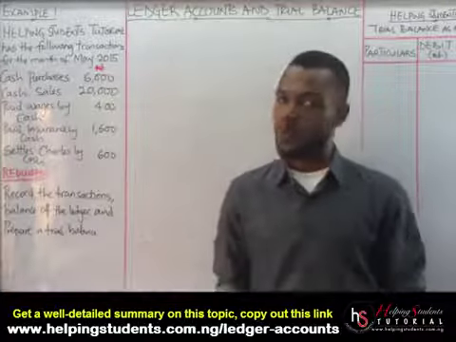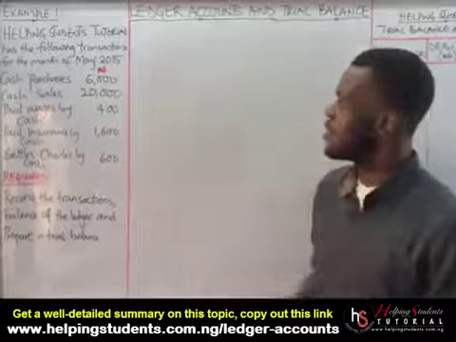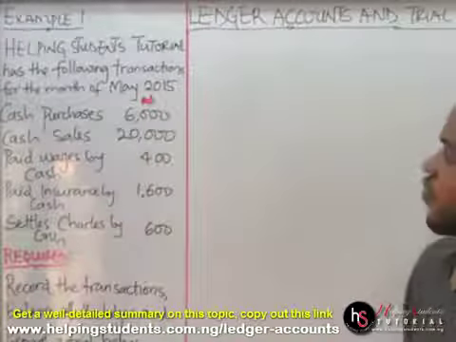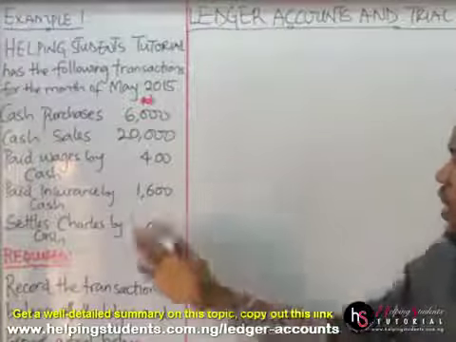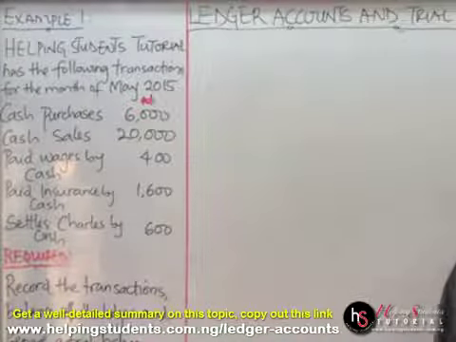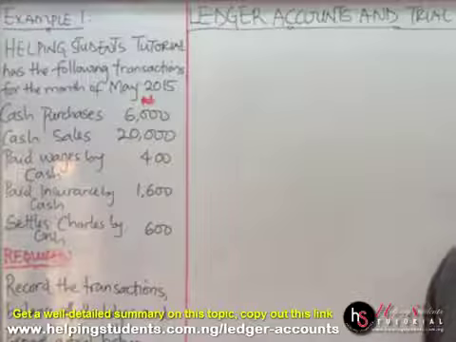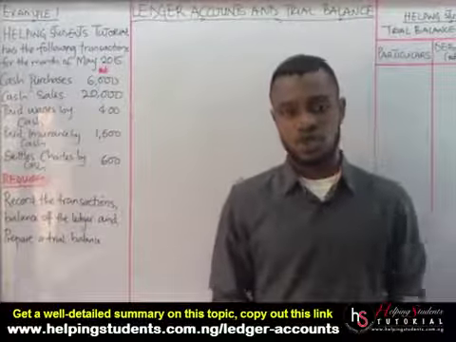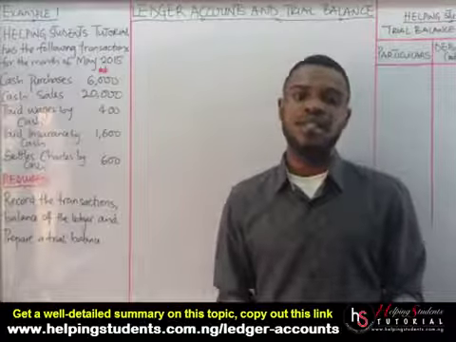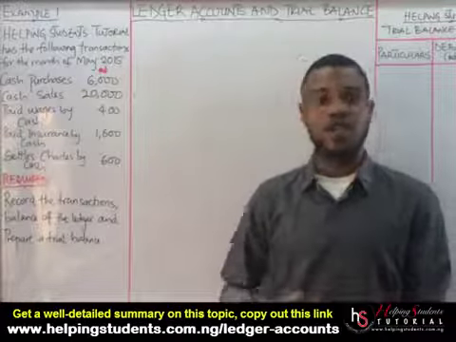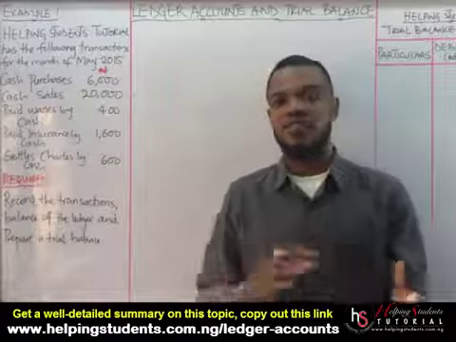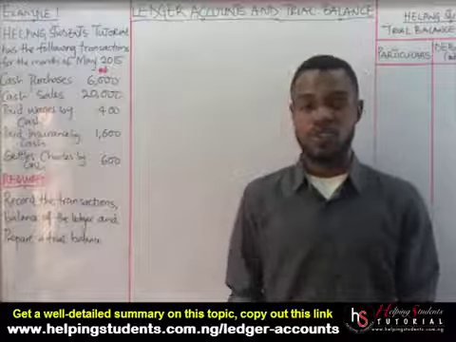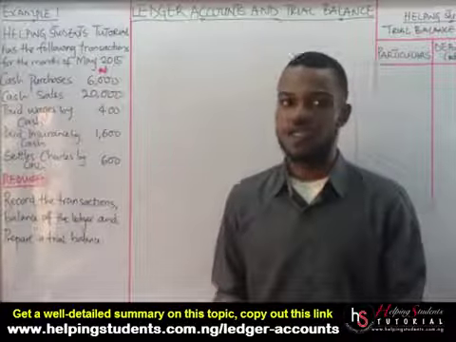Now, when we take a look at the question we have on the board, you can see this question told us that helping students tutorial has the following transaction for the month, and we were given these values. It says cash purchases 6,000, cash sales 20,000, and so on and so forth. Now, let me bring this to your notice. You remember the law which states that for every debit entry, there will be a corresponding credit entry, and vice versa. So when you are about to enter any transaction in the ledger account, take note of this, please.